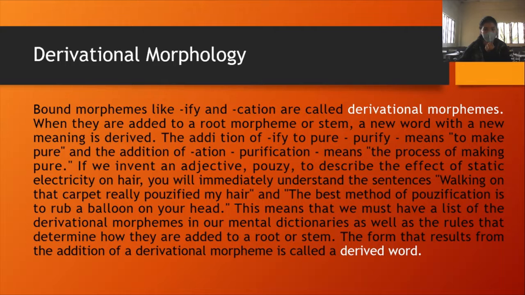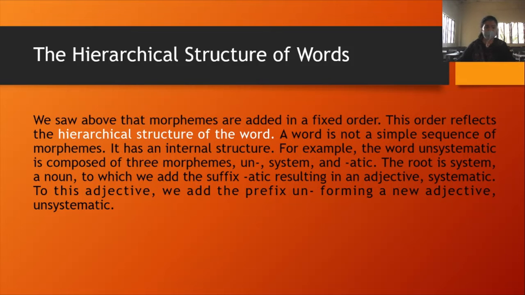This means that we must have a list of the derivational morphemes in our mental dictionaries, as well as the rules that determine how they are added to a root or stem. The form that results from the addition of a derivational morpheme is called a derived word. So, the hierarchical structure of words.